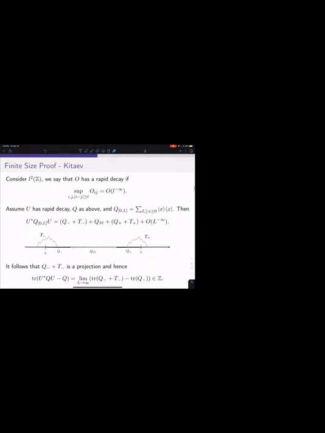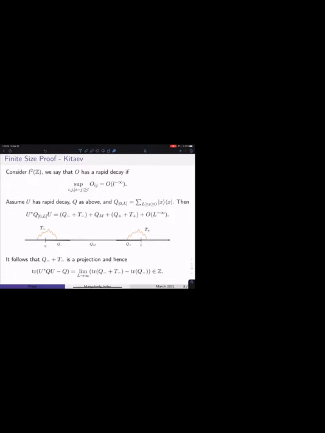It may be interesting actually also for what comes later to look at the finite size proof of this by Kitaev. It will be very clear soon why I call it the finite size, that you can find in the appendix of a historic paper on this exactly solvable toric code. So we will only consider a line, so it would not be as general as the previous proposition. And we will consider operators with a rapid decay.